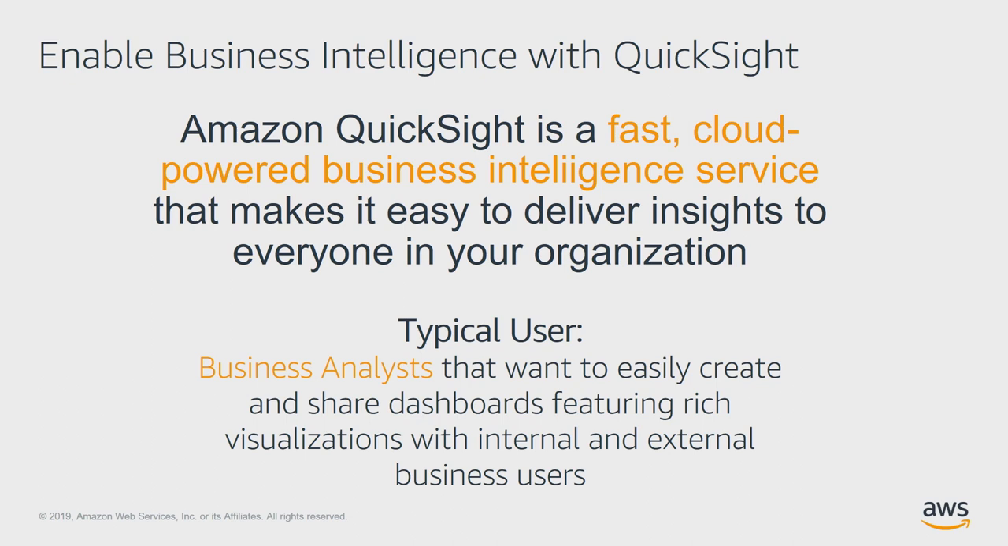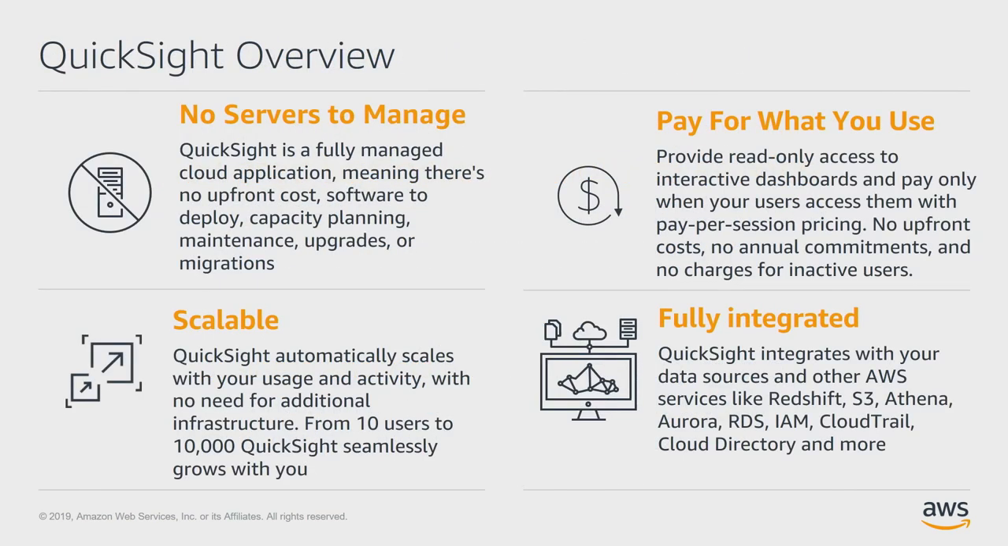And then the last service I want to talk about is Amazon QuickSight. QuickSight really is a fast cloud-based business intelligence service. So if you've worked before in the past with products like Tableau and Qlik and some of those, QuickSight is our business intelligence platform. And this is generally used by business analysts who want to be able to create rich visualizations from your data to gain new insights and then be able to very easily share those around the organization.